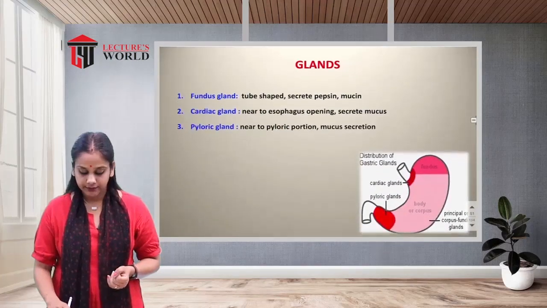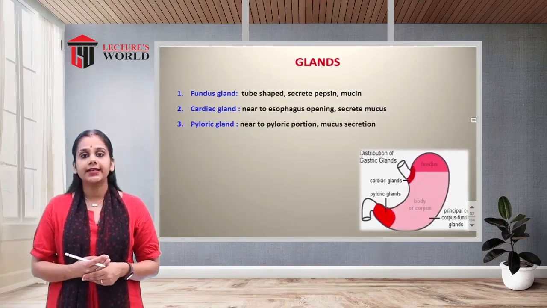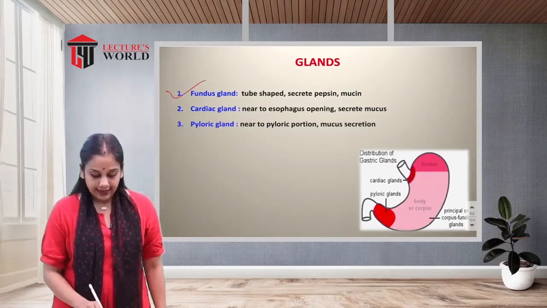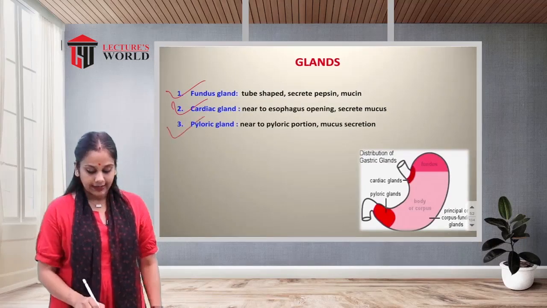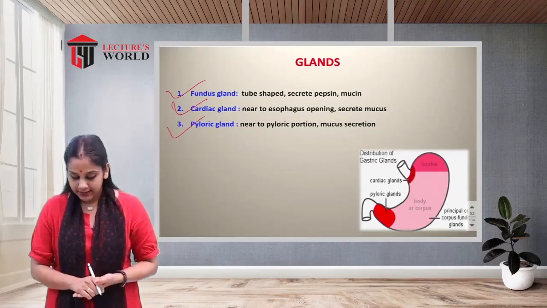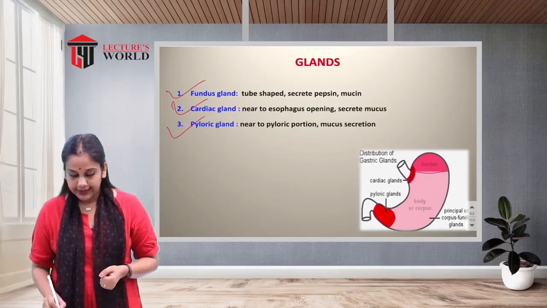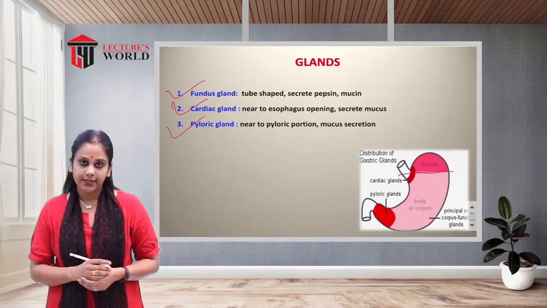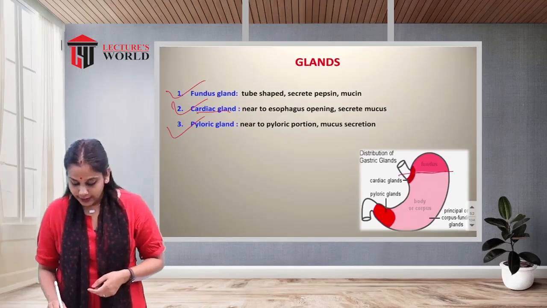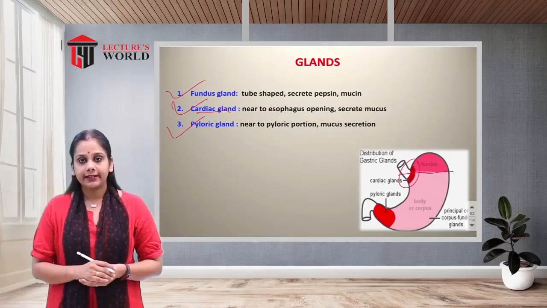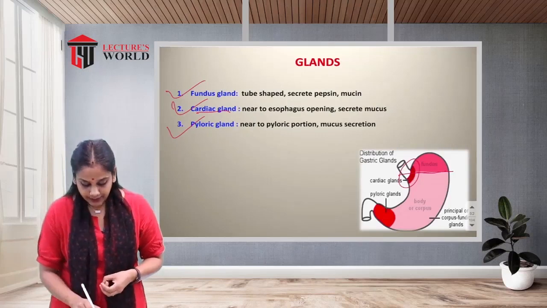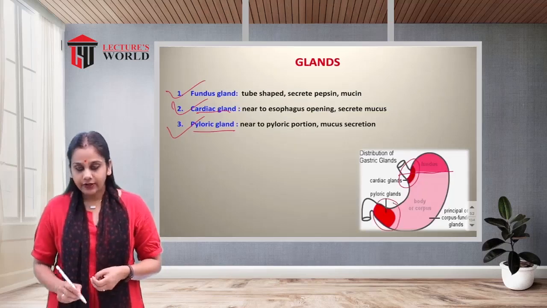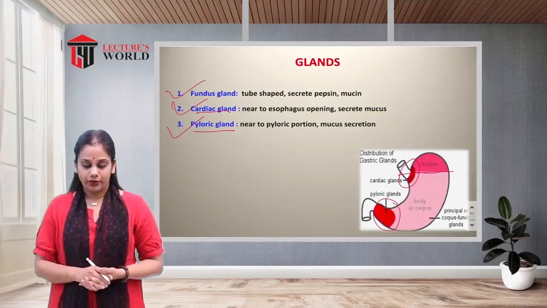Now we will see the glands of the stomach. So first one is the fundus gland, second is the cardiac gland, third one is the pyloric gland. Okay, as its name suggests, the fundus gland is located in the fundus area of the stomach, that is the upper portion of the stomach. Then cardiac gland, that is located in the cardiac area at the entrance of the esophagus and stomach. And the pyloric gland, that is in the pyloric area, or we can say near the pyloric portion.